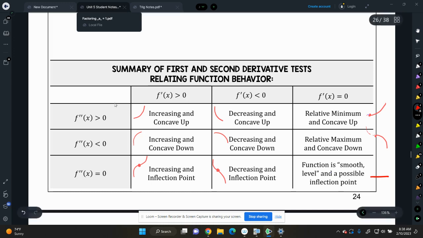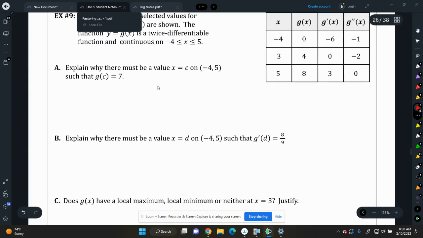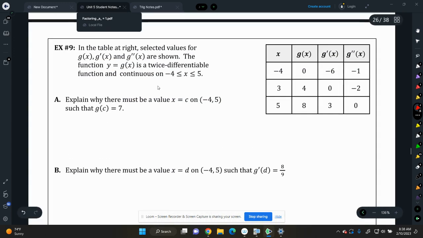All right, let's look at this example above here. The table has selected values of g, g prime, and g double prime. The function is twice differentiable. That's important, right? So that we can do the second derivative test. And continuous from -4 to 5. Explain why there must be a value on [-4, 5] such that g of c equals 7.